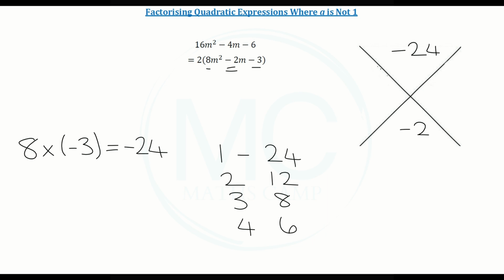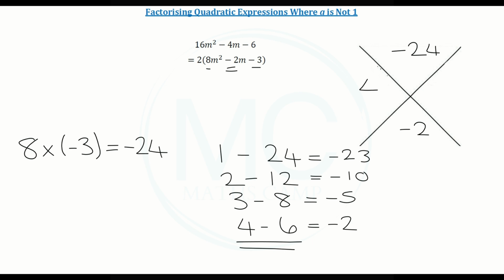So 1 minus 24 gives us negative 23. 2 minus 12 gives us negative 10. 3 minus 8 gives us negative 5. And 4 minus 6 gives us negative 2. So here we can see that these are the factors we are working with. So we say 4 and negative 6.